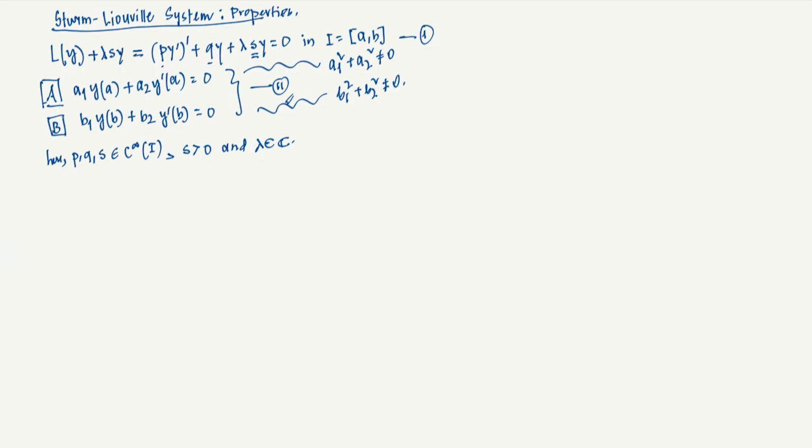If you remember, we were talking about this sort of problem. L of y, we are going to define it like this: (p y prime) prime plus q y. That is how we are defining L of y. Clear? Now, as we have already talked about, this is an operator.